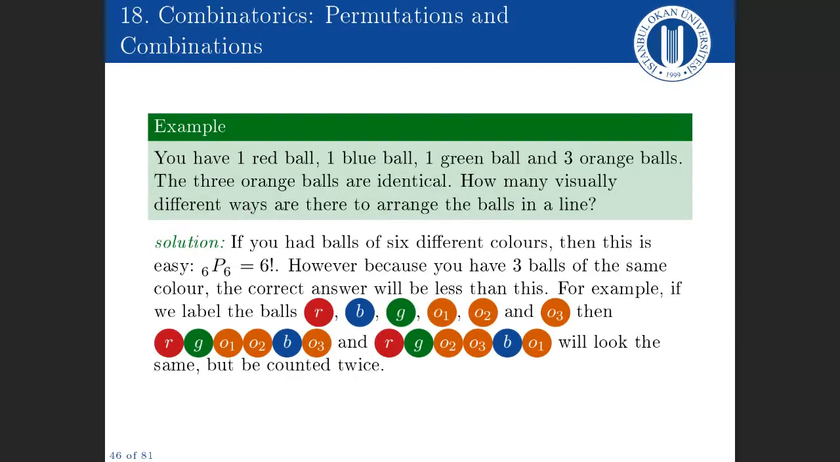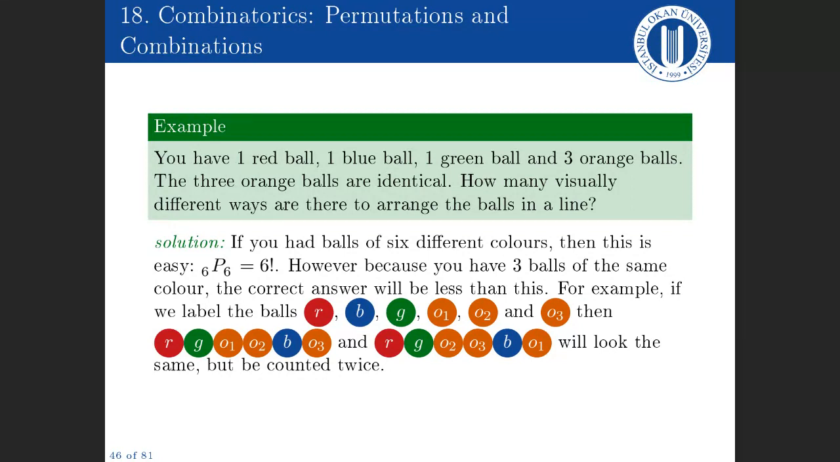Another example. You have 1 red ball, 1 blue ball, 1 green ball, and 3 orange balls. The 3 orange balls are identical. How many visually different ways are there to arrange the balls in a line? If we had 6 different colors, then this would be easy. It would just be 6P6, 6 permute 6. However, that's not the answer this time because we've got 3 orange balls and they all look exactly the same. So the correct answer is going to be less than this.